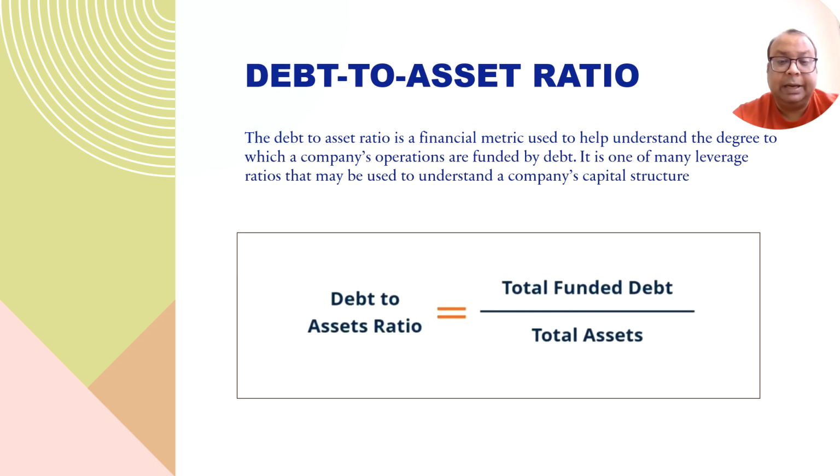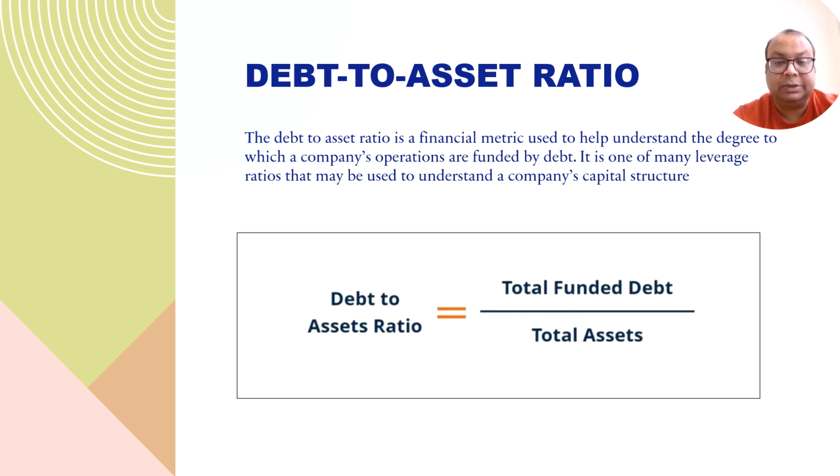Next one is debt to asset ratio. This ratio tells you how much of the company is funded by loans or debt. In simpler terms, a high debt to asset ratio means the company relies more on borrowed money to fund its assets, which can increase financial risk.